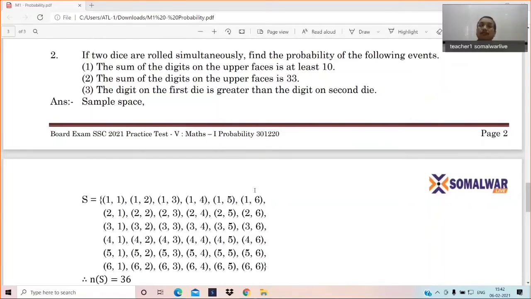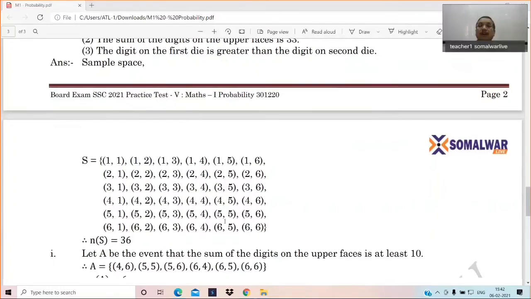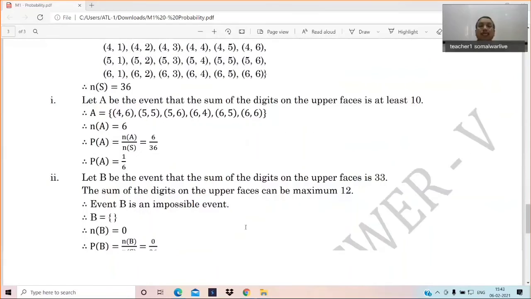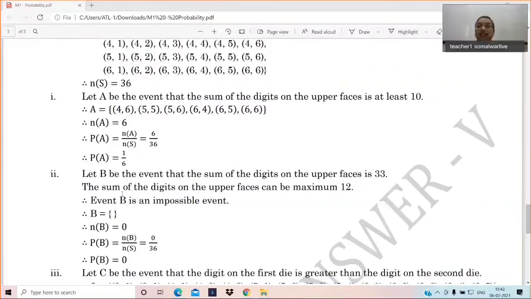Now you can observe from the sample space that the highest sum we can obtain is 12. So it is not 33. So this will be an impossible event. Event B is an impossible event. So as we know, the probability of an impossible event is 0. So P of B is equal to 0.